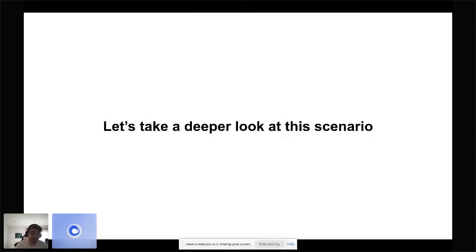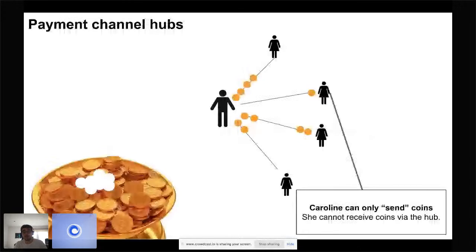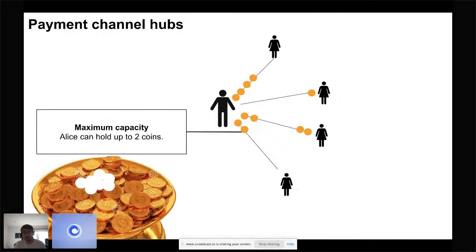Now let's take a deeper look at this scenario. So the issue is that, 1, Caroline can only send coins. She can't receive any coins on the service. Caroline can send a coin to the operator, but the operator has no funds in the channel, so you can't send any coins to Caroline. The other problem is that Alice can receive coins, but only up to 2 coins. Once the operator has sent the 2 coins to Alice, that's all she can receive. And she'll have to spend the coins again in order to receive another 2 coins.